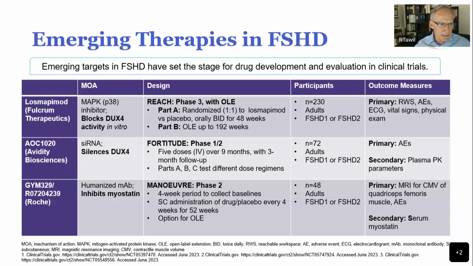Lastly is Roche, and it's using a humanized monoclonal antibody that inhibits myostatin. The study is called Maneuver. It's in a phase 2 trial. So myostatin inhibitors have been used in the past. There have been 2 studies with myostatin inhibitors, one in a multitude of neuromuscular myopathies back in, when was it, 2007 or so. That did not seem to work. Subsequently, more recently, Acceleron did a direct injection of myostatin inhibitor in a study of patients with FSHD. Also, did not show benefit for patients with FSHD.